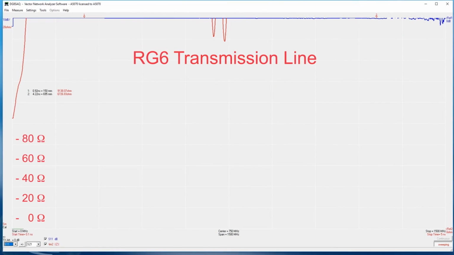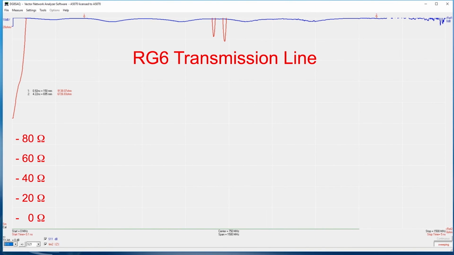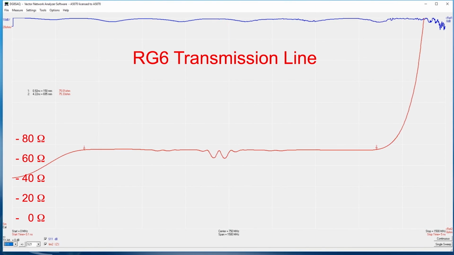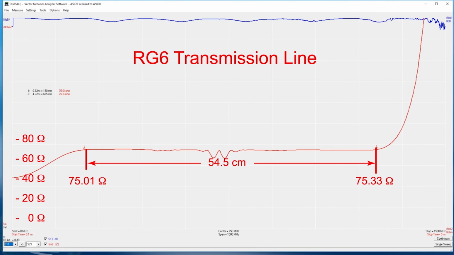Here is the scan with the S11 parameter plotted in decibels along the top. At the completion of the scan, the lower red curve will show the computed impedance plotted as a function of time or distance. The time across the bottom of the span is 5 nanoseconds, or a distance of 81 centimeters. Now we can see that the RG6 cable appears to be 75 ohms with a length of approximately 54.5 centimeters.